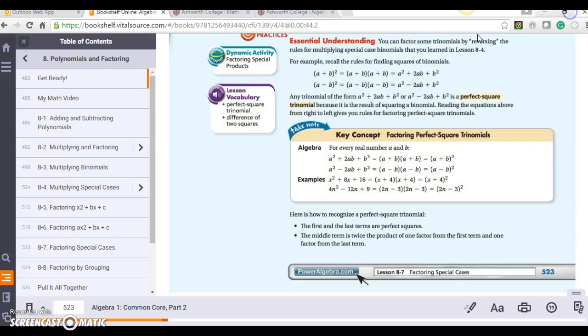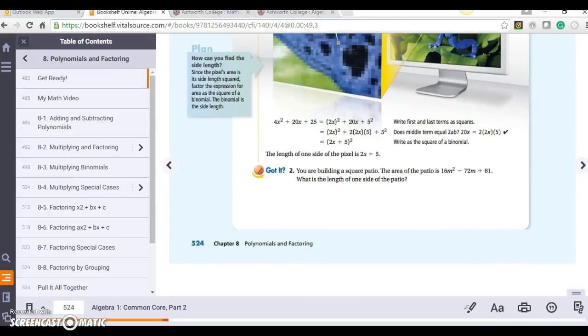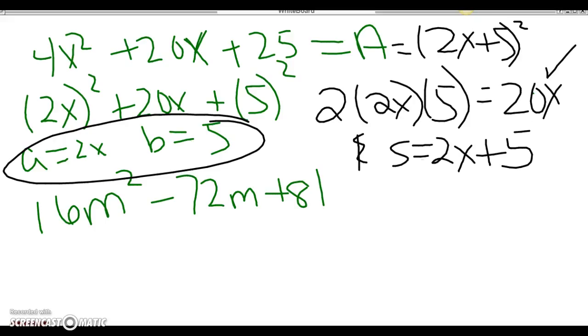Now let's look at the next one. So it says you're building a square patio. Again, we're talking about squares. And it says the area of the patio is 16m squared minus 72m plus 81. What is the length of one side of the patio? So it's the same scenario. I'm looking for the length of one side. I have the area.